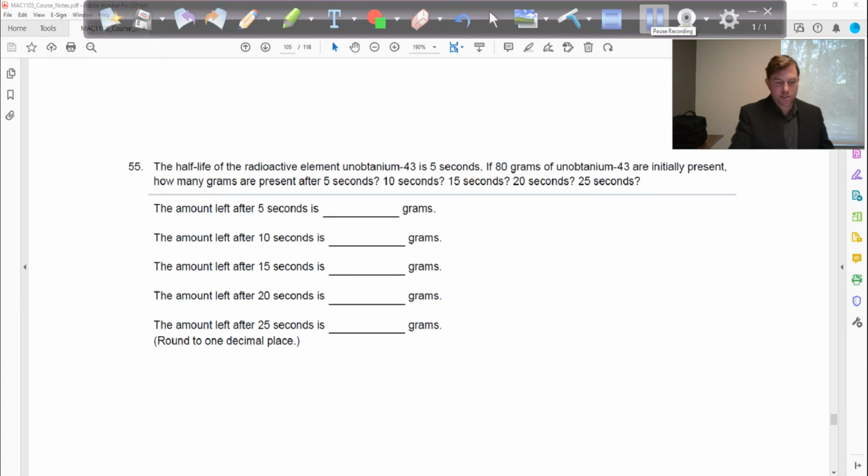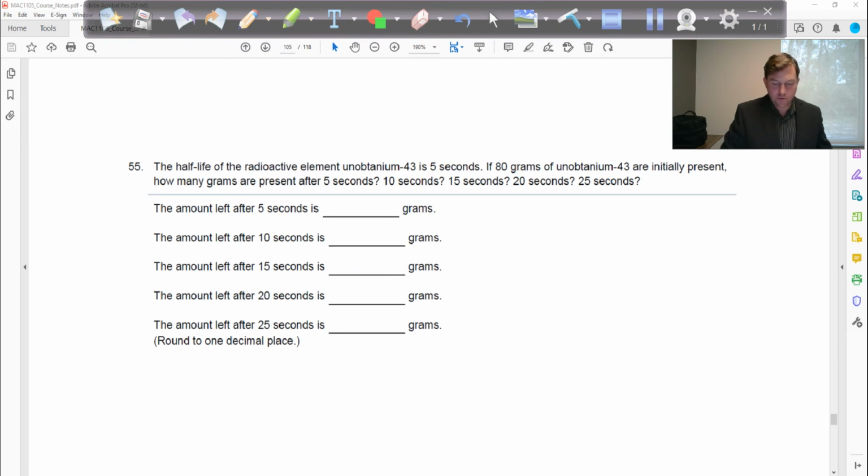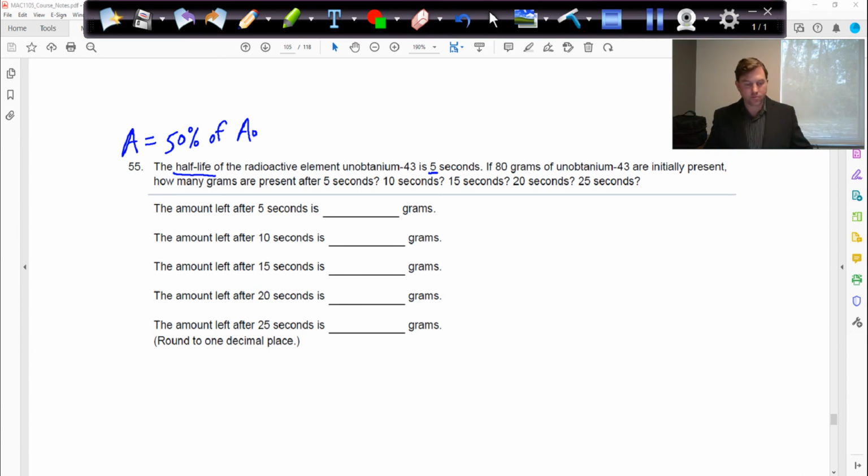Okay, so in 55 it says the half-life of the radioactive element, unobtainium-43, so they have a made-up element here, and they say it's 5 seconds. So that's the half-life, 5 seconds. Half-life means I have 50% of A0. So the amount you have now, A, is 50% of your original amount, half. So this problem is not too bad. If I start with 80 grams, after 5 seconds I will have half of 80, which is 40.